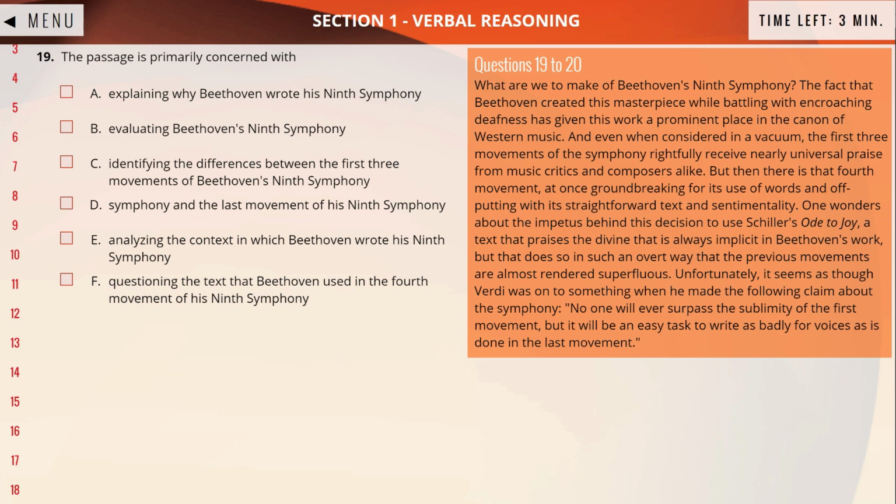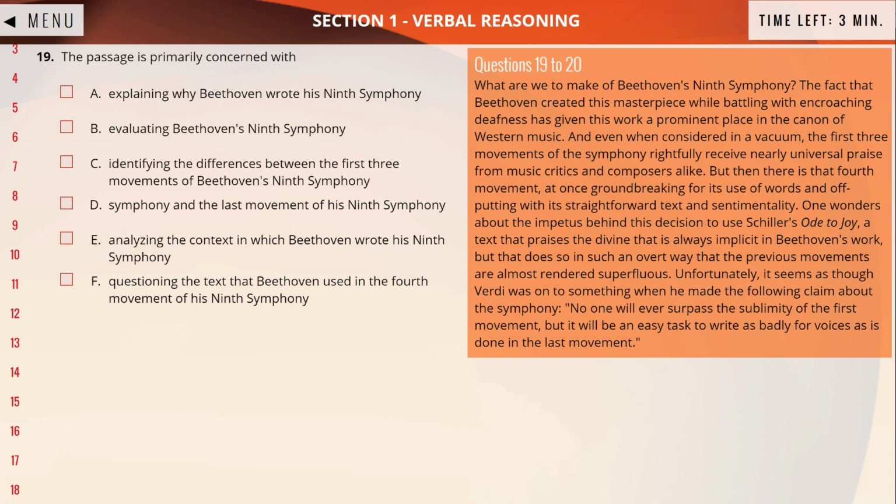What are we to make of the Ninth Symphony? The fact that Beethoven created this masterpiece while battling with encroaching deafness has given his work a prominent place. Even when considered in a vacuum, the first 3 movements of the symphony rightfully receive nearly universal praise, not just because he's deaf, just because they're amazing. But then there is that 4th movement, at once groundbreaking for its use of words and off-putting with its straightforward text and sentimentality.